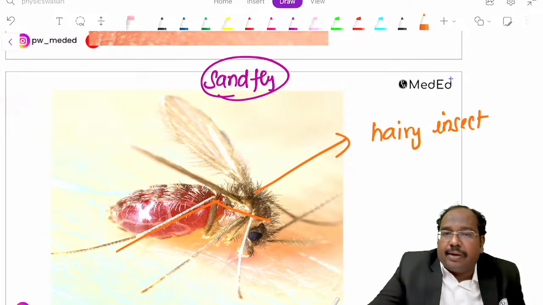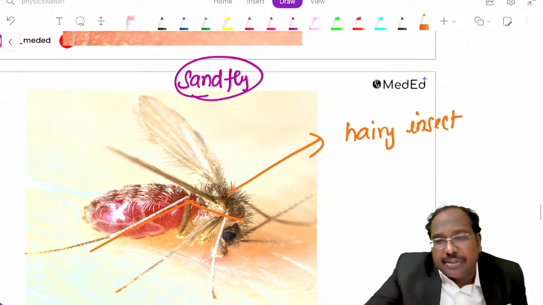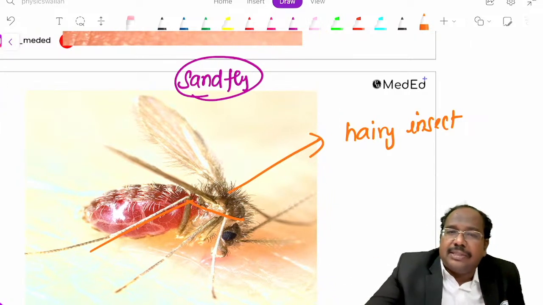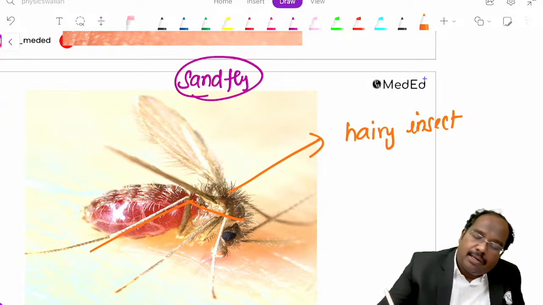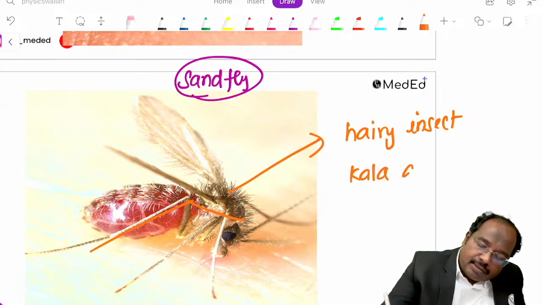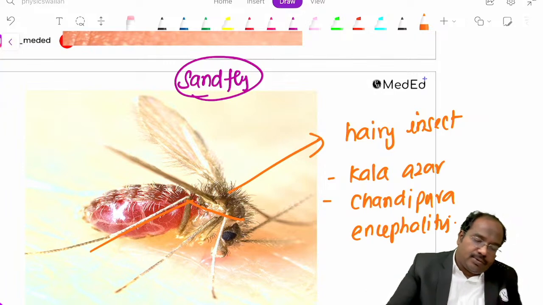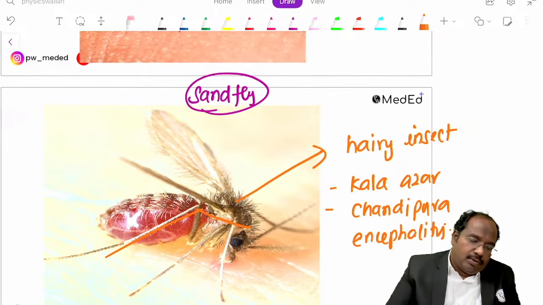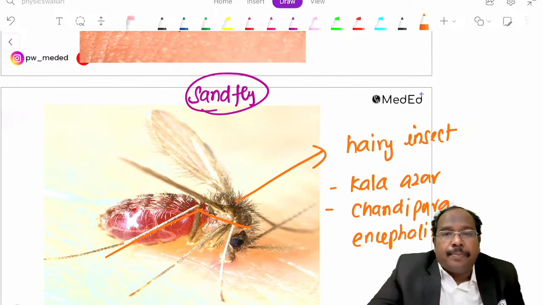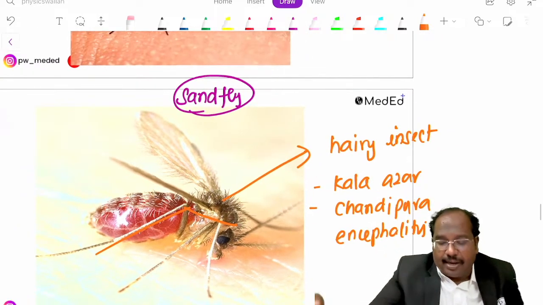What is the disease it transmits? It is smaller than a mosquito, and it has lanceolate-shaped wings. It transmits Kala Azar, oriental sore, and one more that was asked, Chandipura encephalitis. So this is the sandfly, guys. Kala Azar, Chandipura. It was asked as an image-based question.